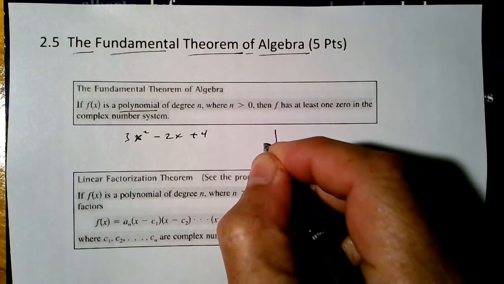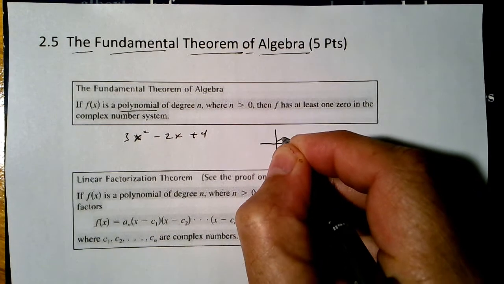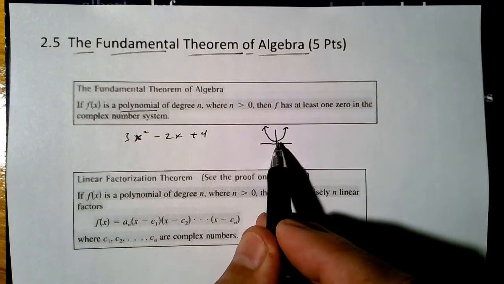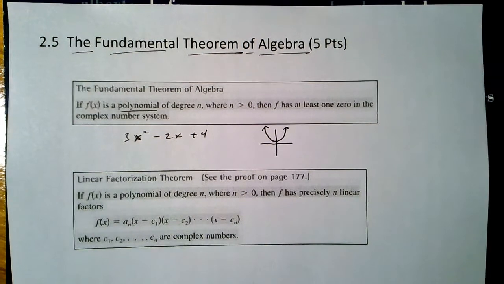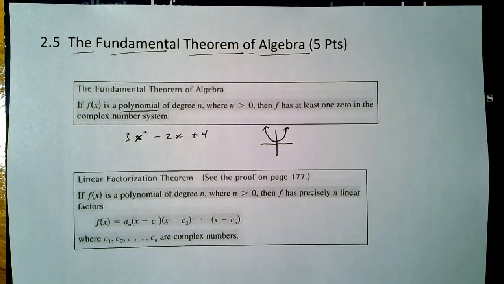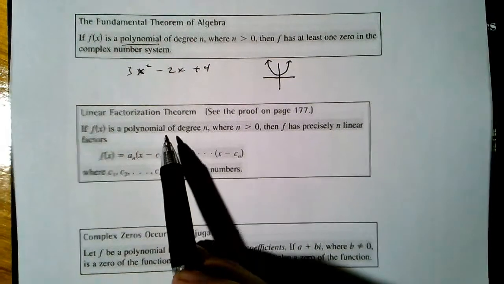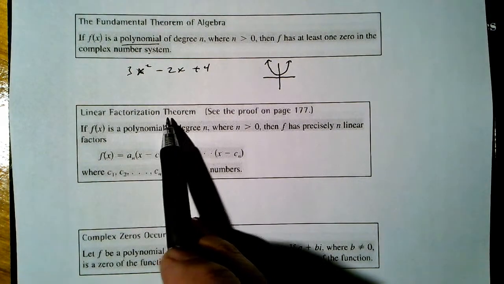Because of course, here's y equals x squared plus 1 looks like this, and it does not have a real zero. But it does have apparently at least one zero in the complex number system. So that's it. That's the fundamental theorem of algebra. And why this doesn't get that grandiose name is beyond me.